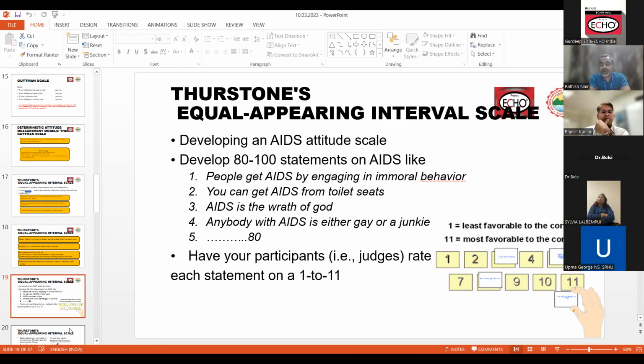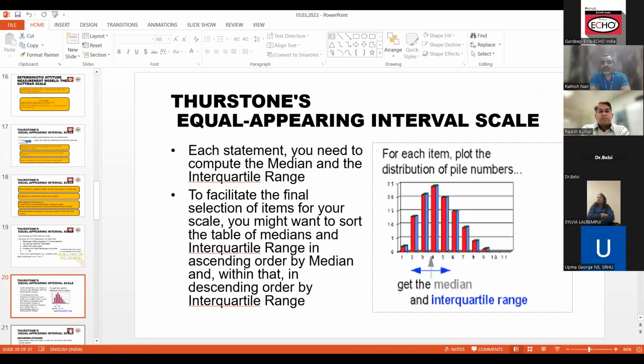The participants or the judges rate each statement on a scale of 1 to 11, with 1 being the least favorable to the concept and 11 the most favorable. Thurstone's equal appearing interval scale also says that for each statement you need to compute the median and interquartile range to facilitate the final selection of items for your scale. You might want to sort the table of medians and interquartile ranges in ascending order by median, and within that in descending order by interquartile range.